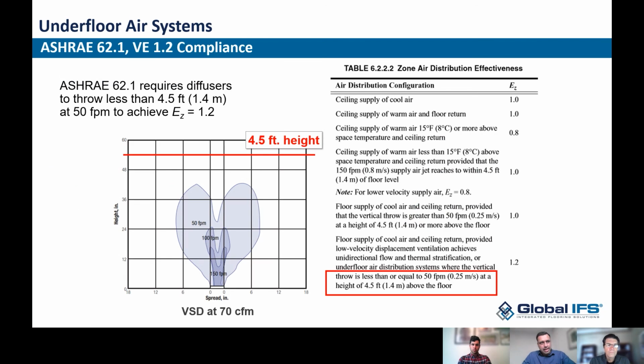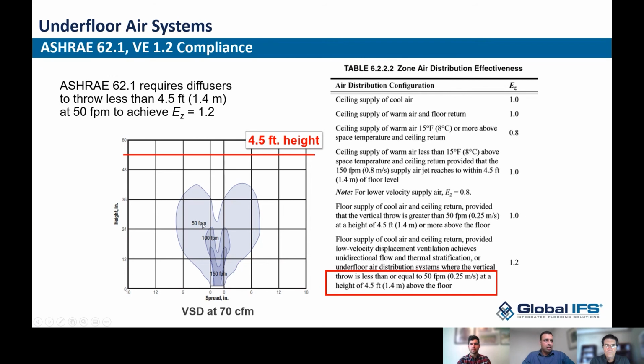Now, another thing that's important to understand, that we notice a lot on projects, is the general perception in the market that if you're using an underfloor air system, you could just claim 1.2 ventilation effectiveness, no problem. There is one nuance to it that's important to understand. As an industry, and especially as mechanical engineers, what the standard says is if you have a floor supply diffuser, an underfloor air system, you can claim 1.2 ventilation effectiveness when your diffuser throws no more than 4.5 feet. That's important to understand. The reason is if you have a floor diffuser that throws higher than 4.5 feet, your ventilation effectiveness is only 1.